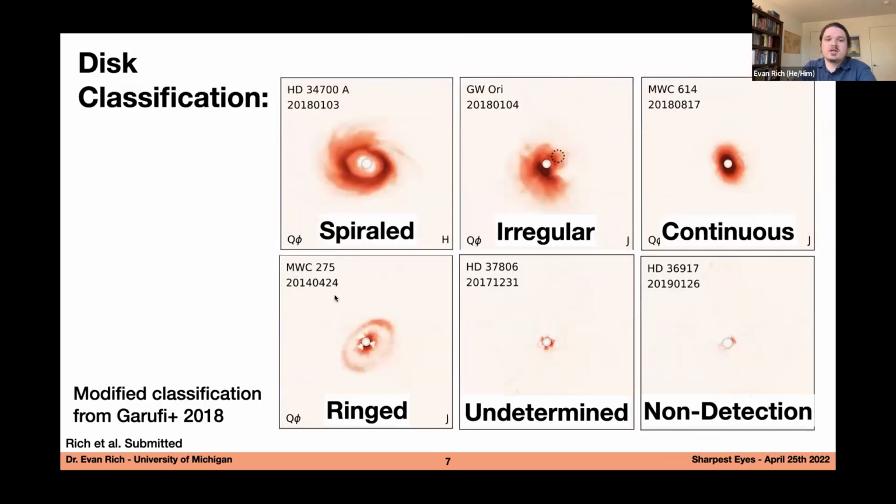So taking all those disk structures, we're going to classify them using a modified Garufi et al. 2018 scheme that they used to classify these objects. We're going to have spirals, which obviously have spiral arms; irregulars, which I had previously talked about; continuous, where basically we do not see in the scattered light any gaps or holes; rings, where we're seeing dust rings, the inverse being that we do see gaps and holes for those; undetermined, basically meaning that we detect polarized light, but there isn't a significant amount to say about the disk structure; and then non-detections, where we don't detect a significant amount of polarized light.